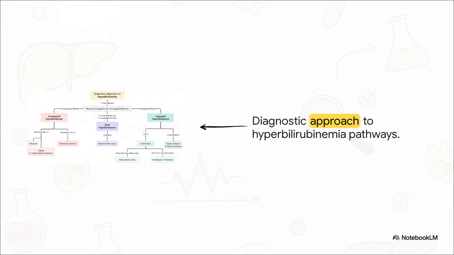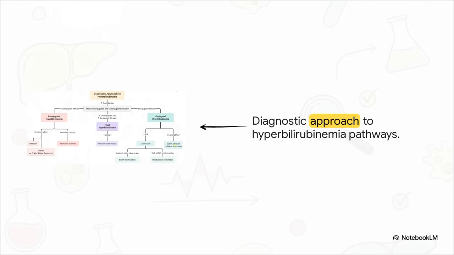Let's follow the pink pathway to the left first, elevated unconjugated bilirubin. This means the liver hasn't processed it yet. If hemolysis labs are positive, we're looking at hemolytic anemia. Red blood cells are bursting. If negative, it might be a genetic issue like Gilbert or Crigler-Najjar syndrome, or even a drug reaction to something like rifampin.